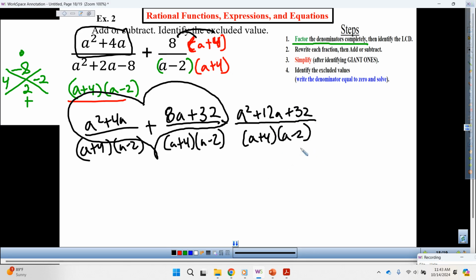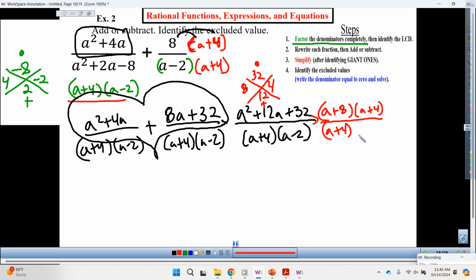However, can we eliminate any giant ones? No, Mr. Q, because I need to factor the numerator. So how do we factor that numerator? We got 32 and positive 12. Factors of 32 that when you add them give us 12 are 8 and 4. So my factors are a plus 8, a plus 4, and all that over a plus 4 over a minus 2.